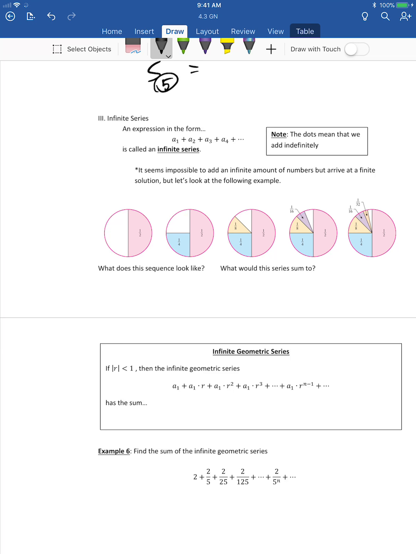Let that sink in. The sum of an infinite number of numbers can be a finite number. So that might seem impossible. How can we add an infinite number of numbers but end up at a finite sum? But look at this example.